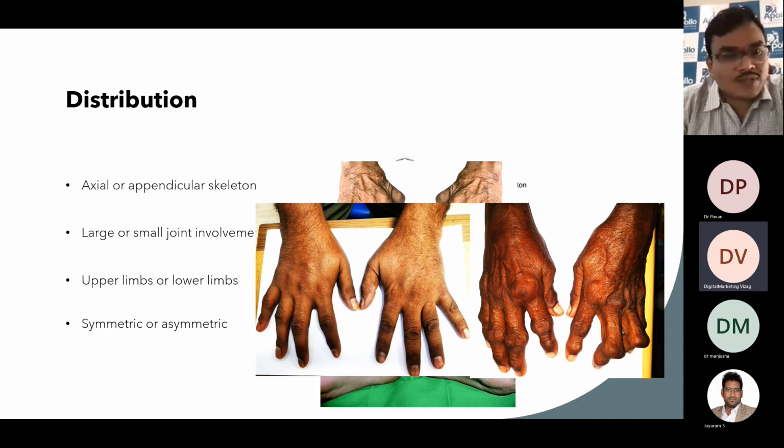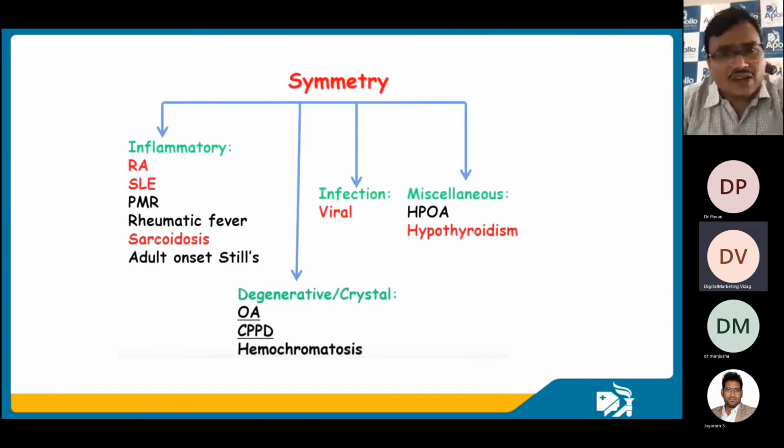And then we have to see whether the arthritis pattern is symmetrical or asymmetrical, because symmetrical presentation or asymmetrical presentation can help us in formulating a set of differential diagnosis. So for example, in case of symmetrical involvement, if it is inflammatory arthritis, examples are rheumatoid arthritis, SLE, polymyalgia rheumatica, rheumatic fever, sarcoidosis, and adult onset Still's disease can present as symmetrical inflammatory arthritis.